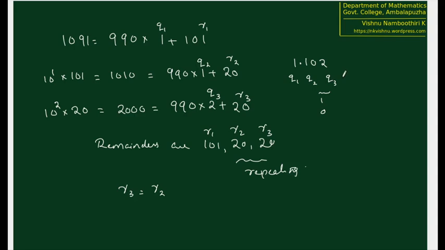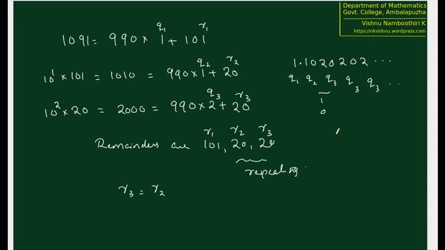Therefore we will be again getting a 0 here. We will be again getting 2. We will be again getting 0, again 2, etc. Go on like this. So this is going to be Q3. This is going to be again Q3, etc. So we have only 2 distinct remainders. One is 101 itself, and the next one is 20.